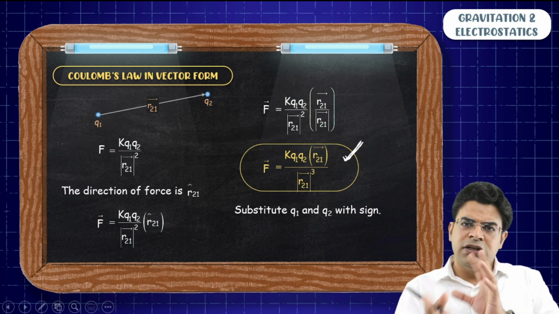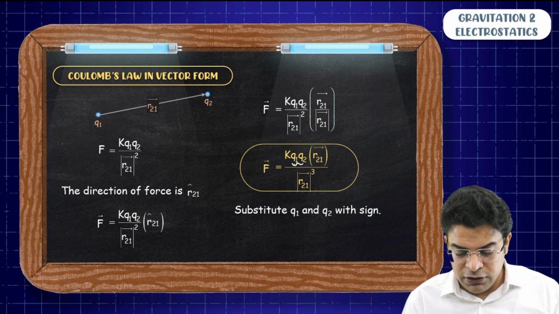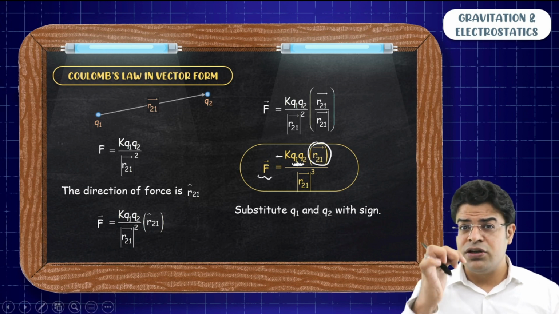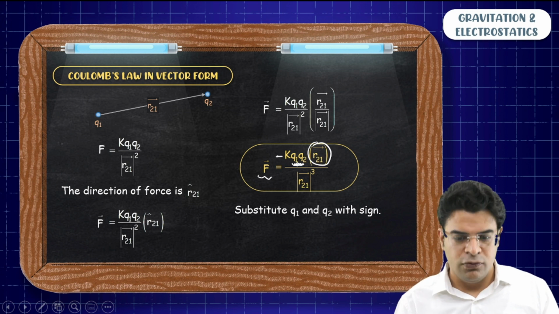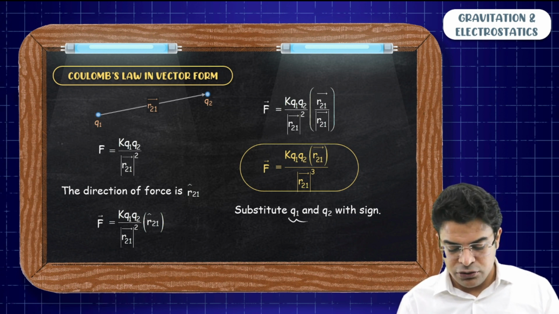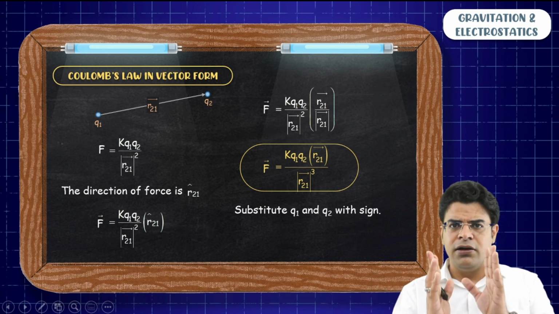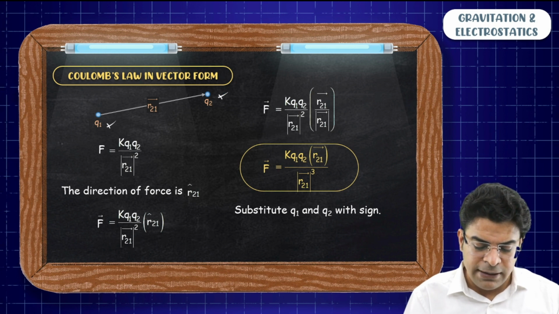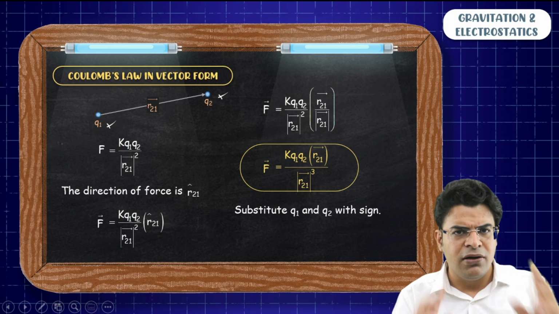If both the charges are unlike, even then you will get the right answer, because when q1 q2 will be less than 0, here you are automatically getting a minus sign, which tells you that the direction of force is opposite to the direction of position of 2 with respect to 1. So just remember that, substitute here q1 and q2 with sign. This is a beautiful formula. Here you do not have to worry about any minus. Just visualize both of them as positive while writing the formula and then substitute with sign. You will get the right answer.